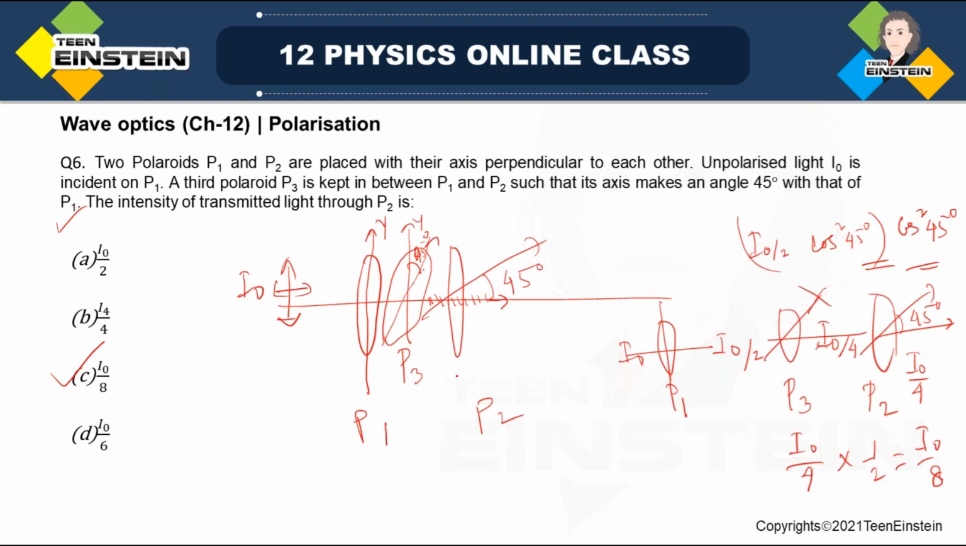So intensity after transmitting from this P2 will be I0 by 8. This is nothing but Malus law. So this Malus law you have to apply carefully and solve this kind of problem. And as you have seen throughout these classes, only two things are important from this polarization chapter: one is Brewster's law or Brewster's angle, another is Malus law related problems.